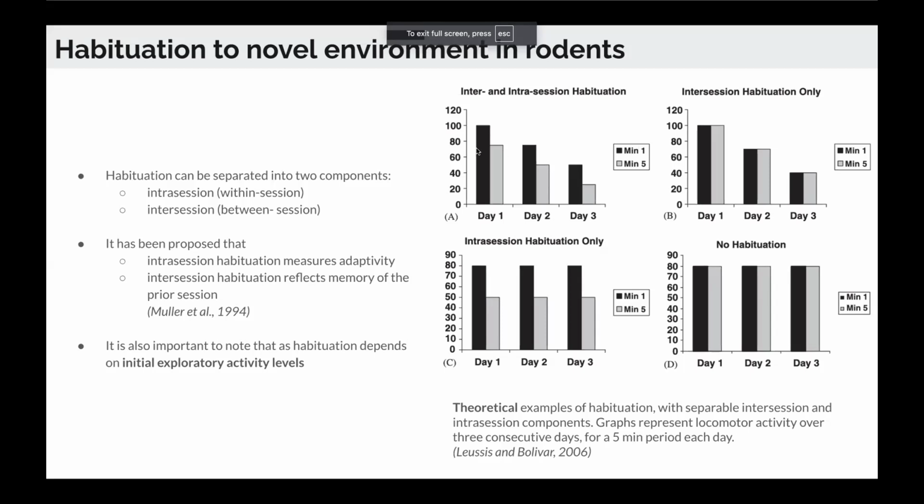And within one session, exploration rate drops. So here we can see inter- and intra-session habituation. And here you can see a different variation, if only inter-session habituation happens. Within one session, nothing changed between the first and fifth minute, and then over days it drops. Here you can see that between sessions nothing changes, but within a session, yes. And when there is no habituation, nothing changes. So it's a really visual explanation of intra- and inter-session habituation.